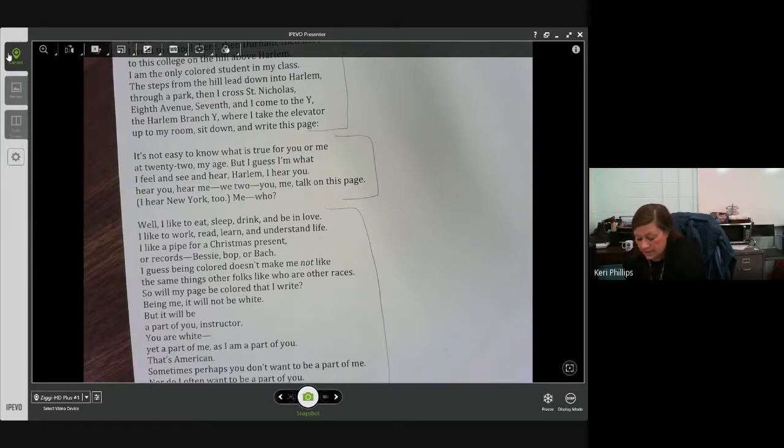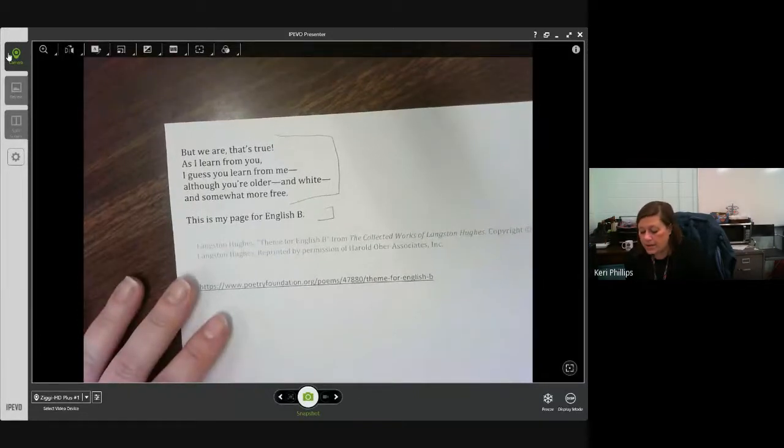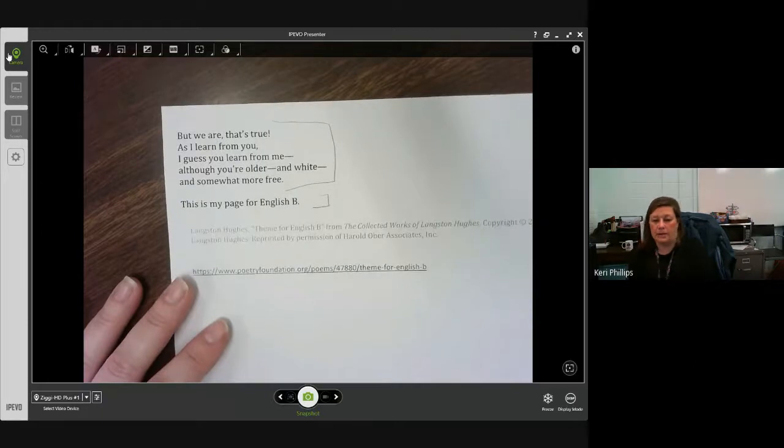who are other races. So will my page be colored that I write? Being me, it will not be white, but it will be a part of you, instructor. You are white, yet a part of me as I am a part of you. That's American. Sometimes, perhaps, you don't want to be a part of me, nor do I often want to be a part of you. But we are. That's true. As I learn from you, I guess you learn from me, although you're older and white and somewhat more free. This is my page for English B.